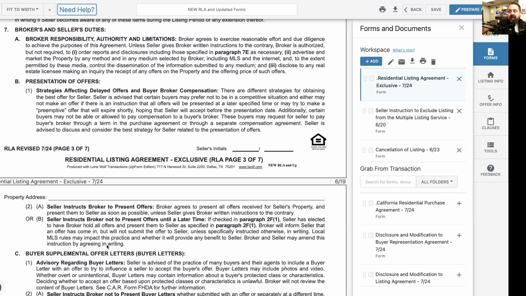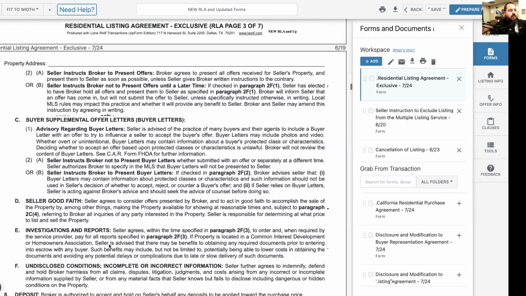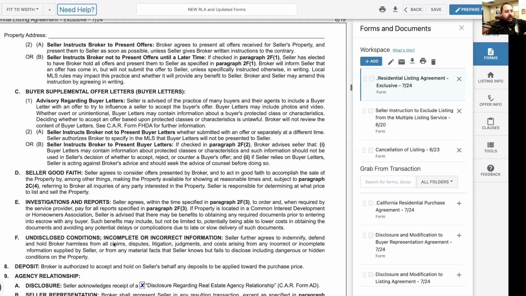So again, if you have that checked off that we're not going to present offers until 2 weeks or whatever, if they get an offer that they want to see right away, then you've got to get something from them in writing saying that yes, they want you to present that offer. I feel like you could get that done through an email as long as it shows that they're responding to that email. This is the detail about the buyer supplemental offer letters.